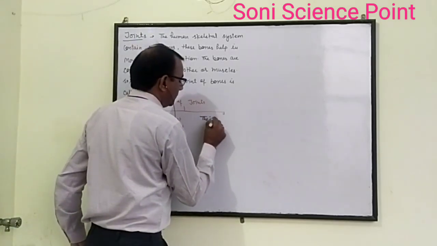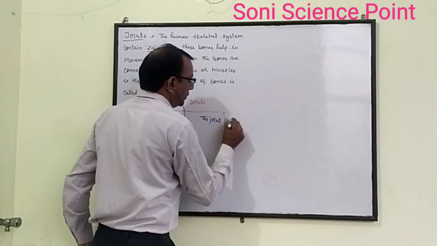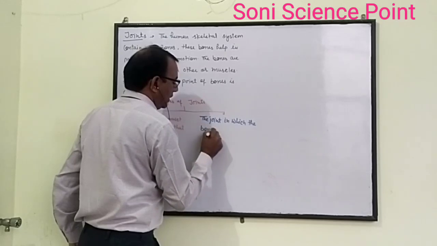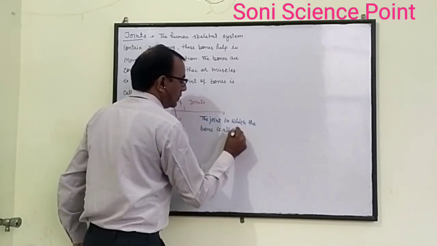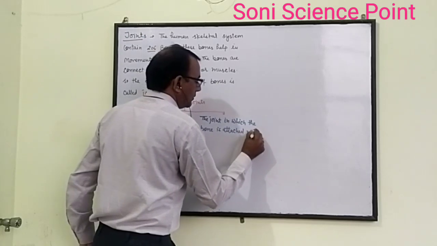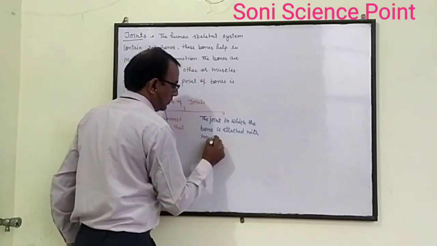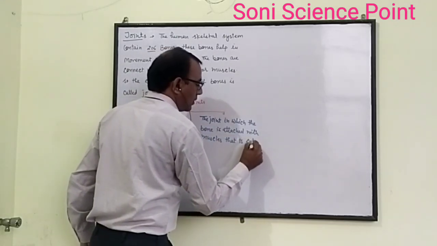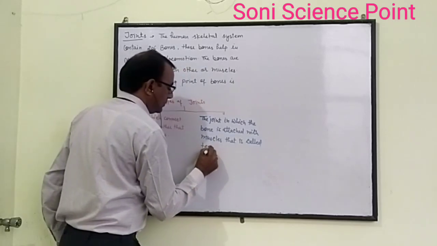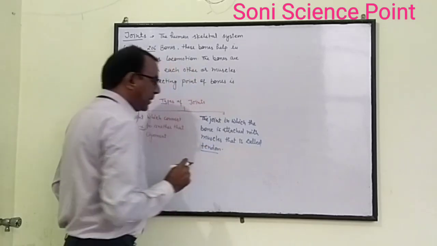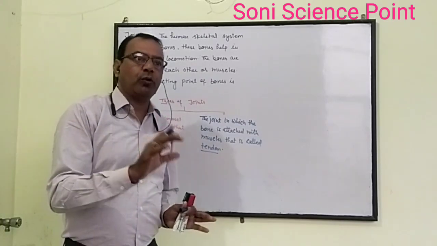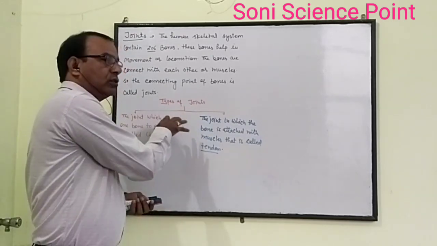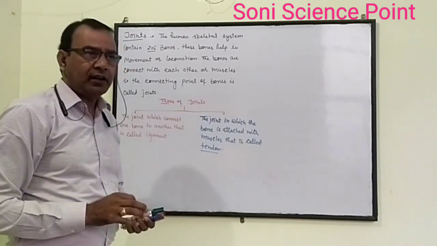The joint in which the bone is attached with the muscle is called a tendon. So, on the basis of the joint, bone to bone or bone to muscle, those are the types of joint, and those types of joints are two types, tendon and ligament.